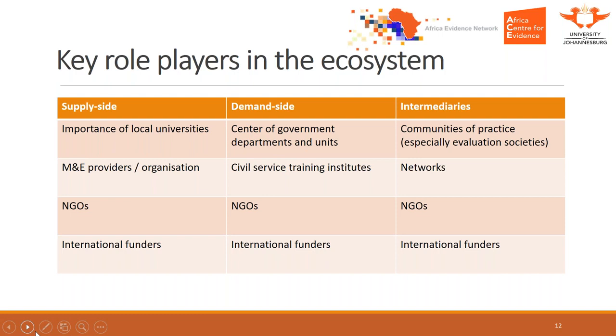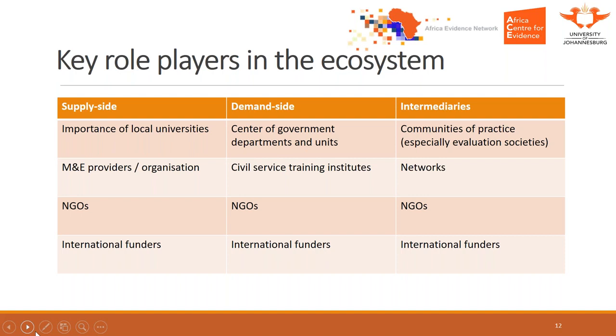There were further strong themes for intermediaries with regards to the role of communities of practice and networks. These seem key to ensure a healthy flow of evidence between demand and supply. The notable professional bodies mentioned per country were the Tunisian Evaluation Network, the Ugandan Evaluation Association, and in Kenya, the Evaluation Society. These play a key role in supporting not just the production of evidence, as well as the use of evidence. And on a more regional level, we have the AEN and the African Evaluation Association, which has played a very big role.